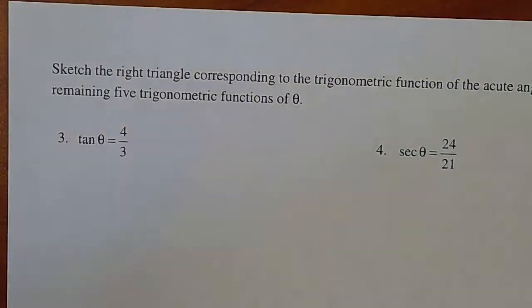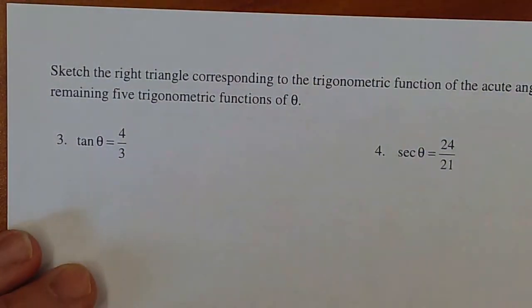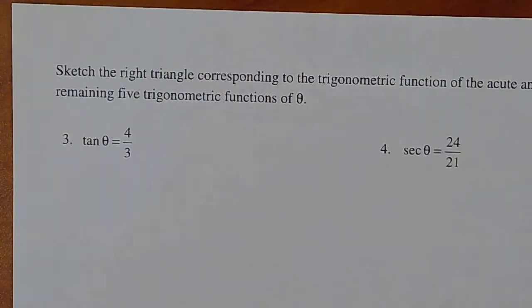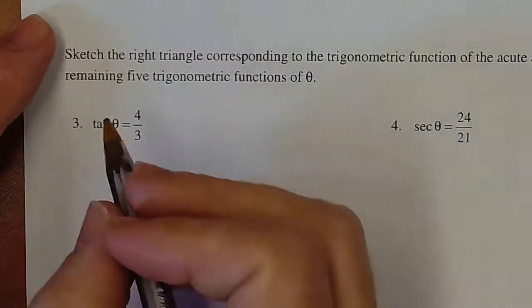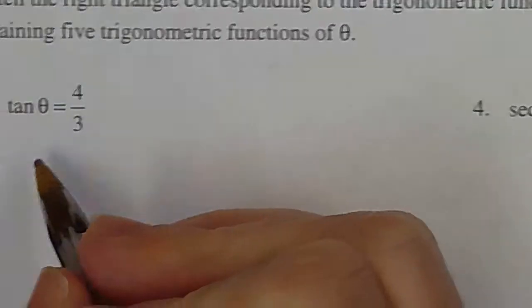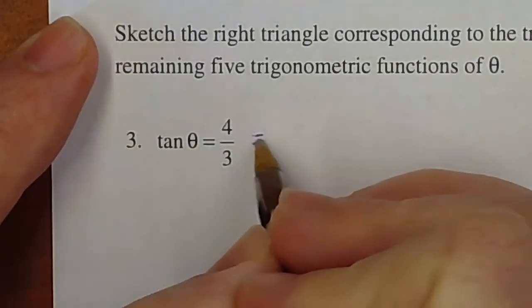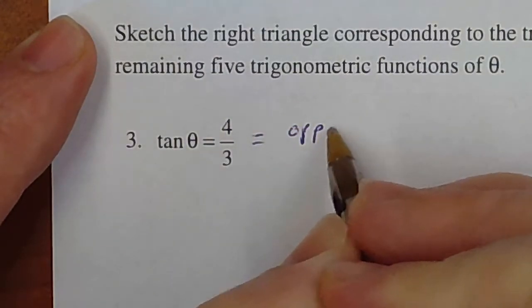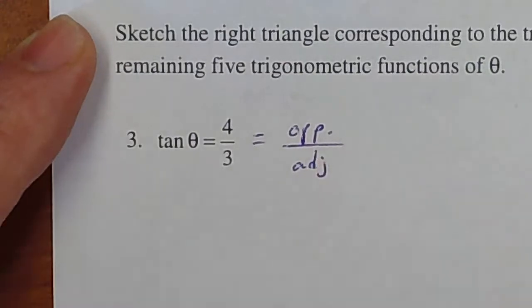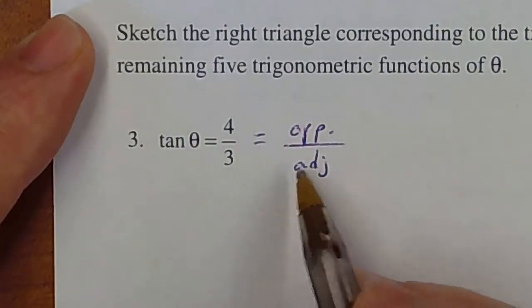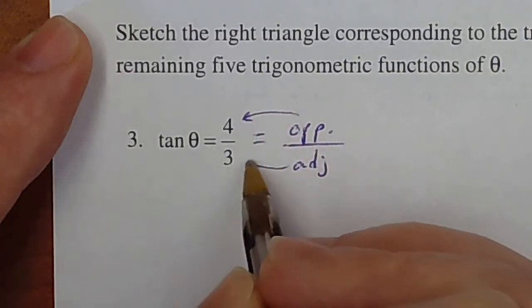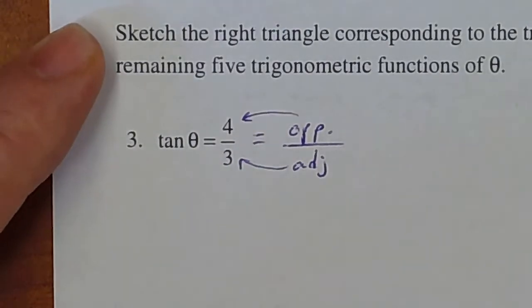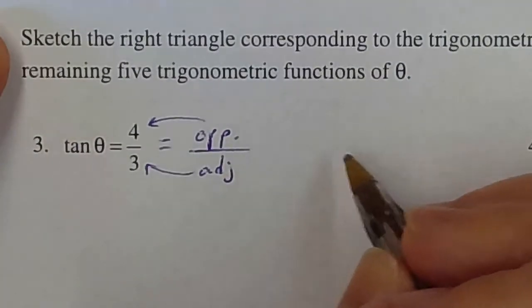Okay, it says sketch the right triangle corresponding to the trig functions of the acute angle, and then find the remaining trig functions of theta. All right, so for 1 and 2, they already set up the triangle for us. But in this case, we need to get the sketch going on our own. And we can do that because we know the definition of tangent. So we're kind of working backwards to start. Tangent, by definition, is opposite over adjacent, right? The SOHCAHTOA part, T-O-A. So now I know that the opposite must be 4, and the adjacent side to theta has to be 3. So let's just create a generic triangle over here showing that relationship.